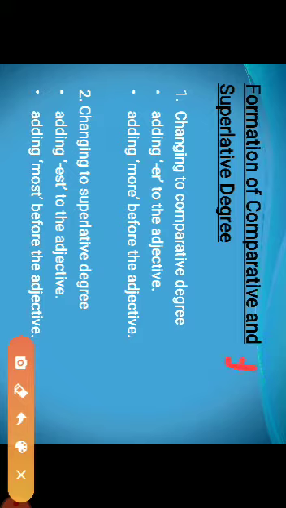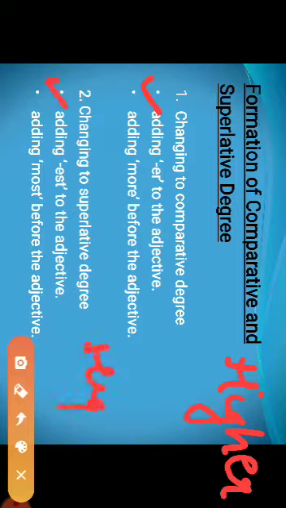Now I will tell you with the help of this example. Suppose I have given you a word here, high. Now, how will you change this word into comparative degree? It is very simple. For changing it, we have to add er to the adjective. Now what will become? It will become higher. So higher will be the comparative degree. And now if we have to change it into superlative degree, then we will add here est at the last. So high will become highest. Okay.